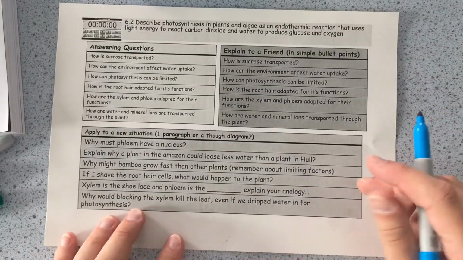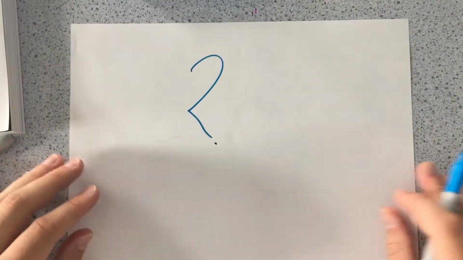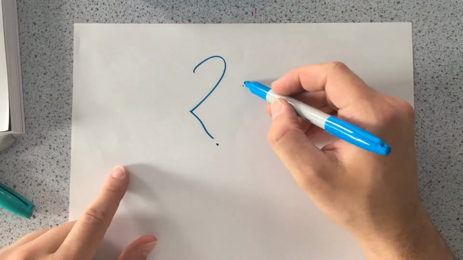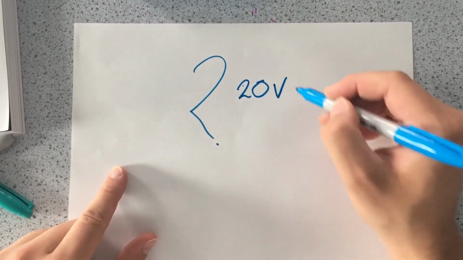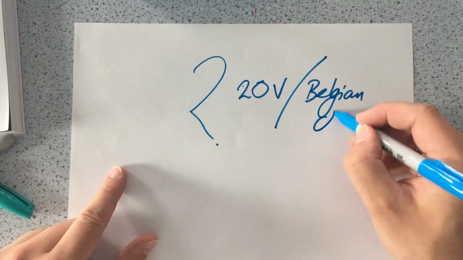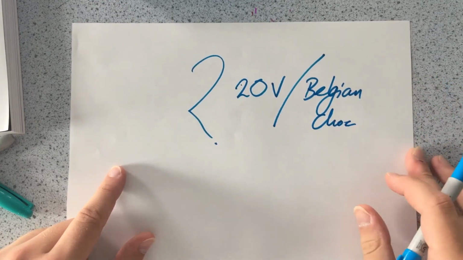Xylem is the shoelace, and phloem is the... I have no idea. I just kind of made that one up. If anyone came up with a really good answer, I'd be delighted to see it. There's a prize of 20 Vivos or a Belgian chocolate for anybody who can come up with something there that I think is halfway impressive, because I sure couldn't.